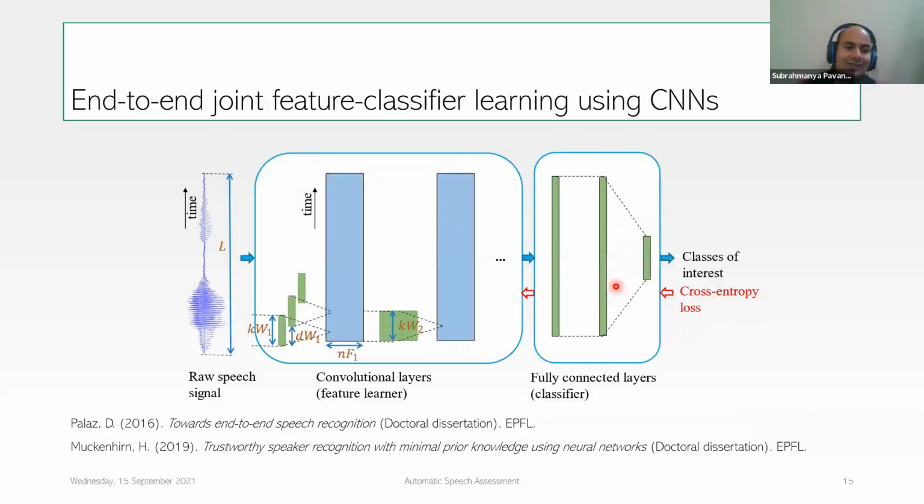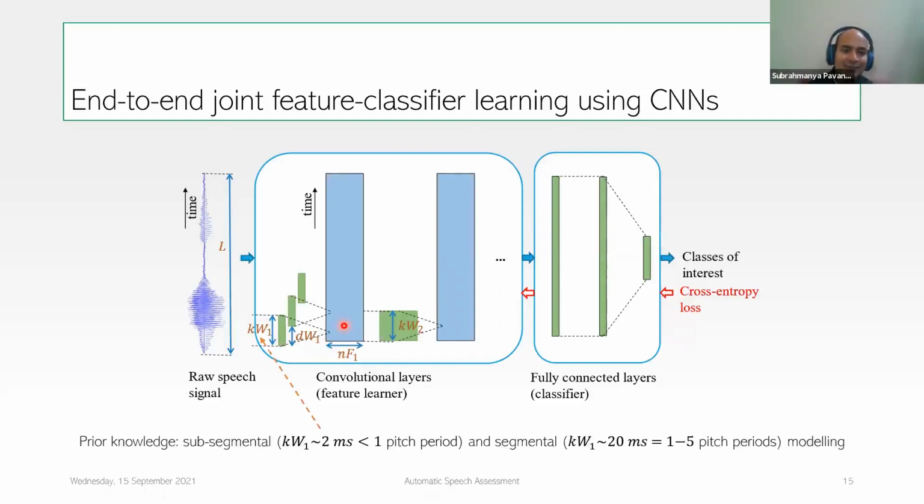There are some parameters of this neural network that can be controlled and then used. The first one is called the kernel width of the first layer. If we have a kernel width that is about 2 milliseconds or less than a pitch period, it is called subsegmental modeling, where it models short time information at a precise level. And if the kernel width is longer, which is about 20 milliseconds or 1 to 5 pitch periods, it captures long-term information, which could be more related to the vocal source.